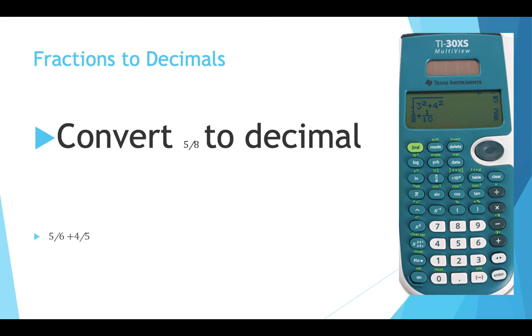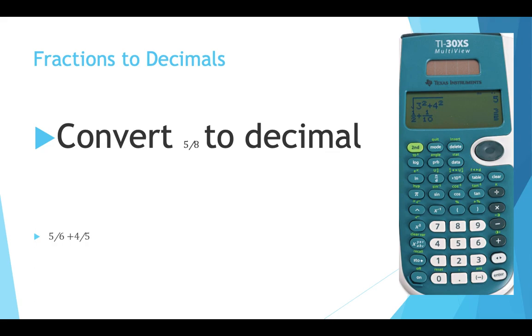So converting decimal, let's convert 5/8 to a decimal. That's going to be the next one we're going to do. We're just going to go through all the fraction parts first. So right above table is F to D, fraction to decimal. So we're first going to enter in the fraction 5/8.